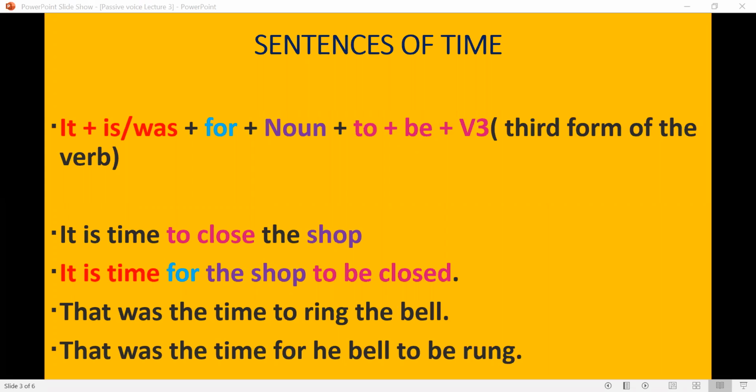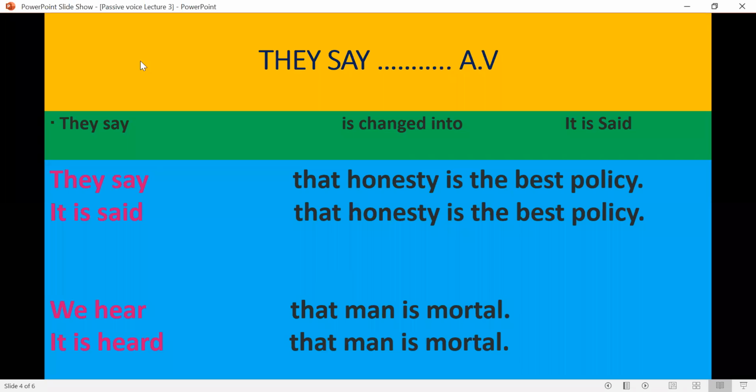So next we will see what is there. They say: if an expression like this comes, they say is changed into it is said. We make the passive voice of they say as it is said. It is used in expressions where the sentence contains a universal truth which cannot be changed. We cannot make them passive voice. We will retain these universal truths as they are, and not make any kind of change.